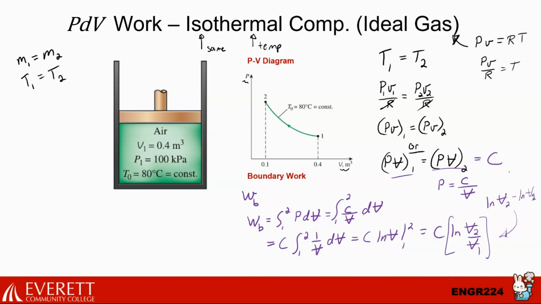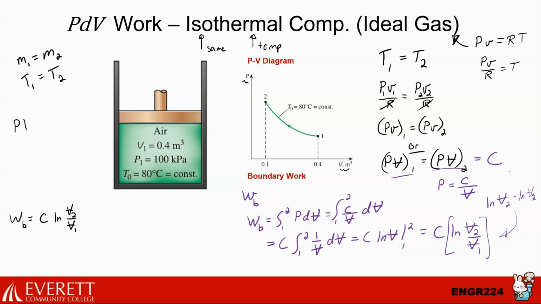And so this work at the boundary becomes a little bit more complicated, but it's more of a choose your own adventure. We can say, all right, our work at the boundary really is C natural log of V2 over V1.